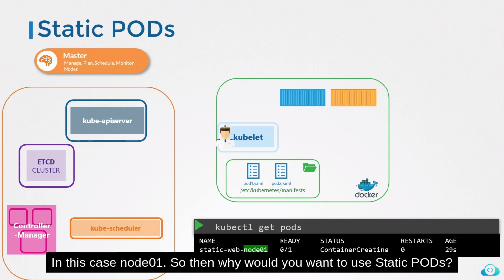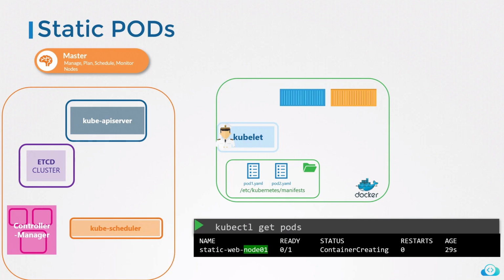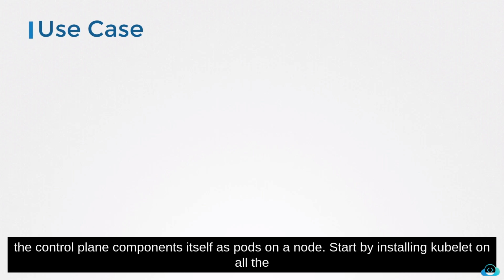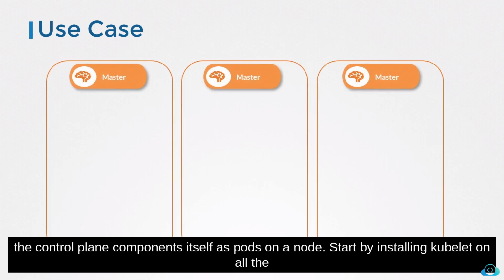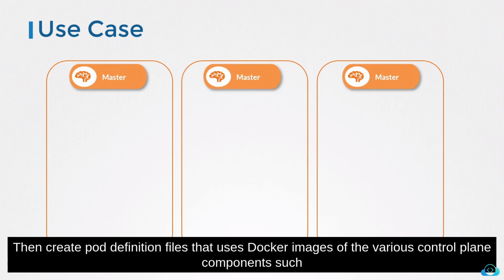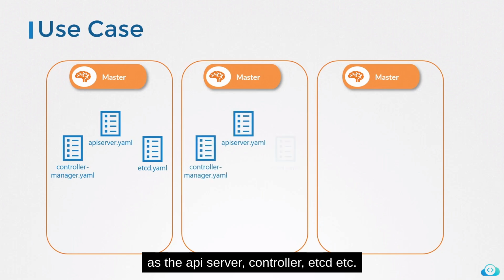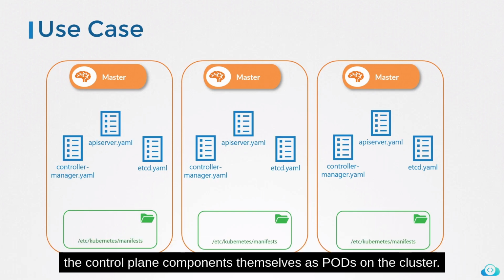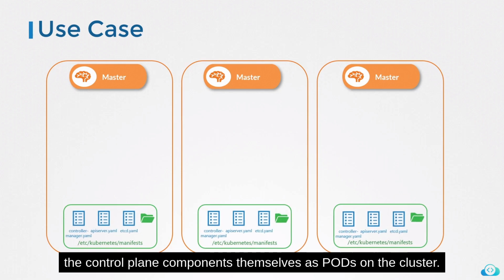So then, why would you want to use static pods? Since static pods are not dependent on the Kubernetes control plane, you can use static pods to deploy the control plane components itself as pods on a node. Well, start by installing kubelet on all the master nodes, then create pod definition files that use Docker images of the various control plane components, such as the API server, controller, etcd, etc. Place the definition files in the designated manifest folder, and the kubelet takes care of deploying the control plane components themselves as pods on the cluster.